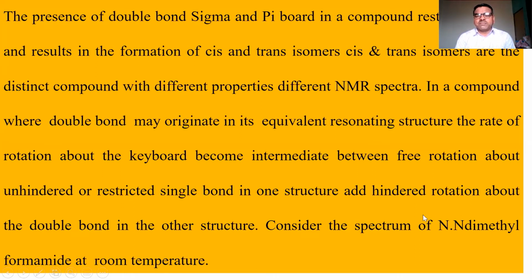Consider the spectrum of N,N-dimethyl formamide at room temperature. What have I just explained? Double bond free rotation is not allowed, but single bond free rotation is allowed. But when a single bond is at low temperature, its free rotation is again not allowed. So this is the phenomenon I have explained regarding free or restricted rotation.